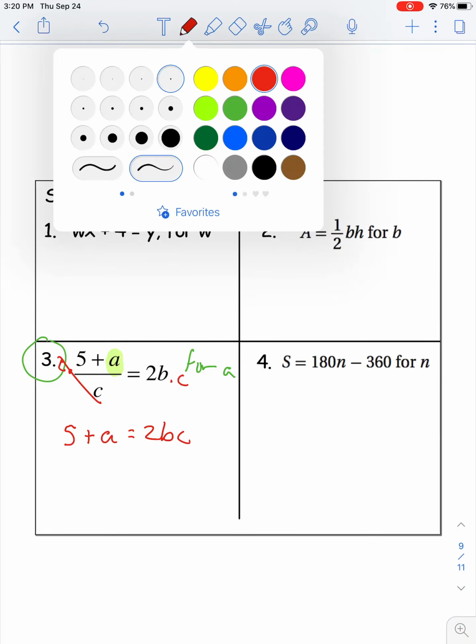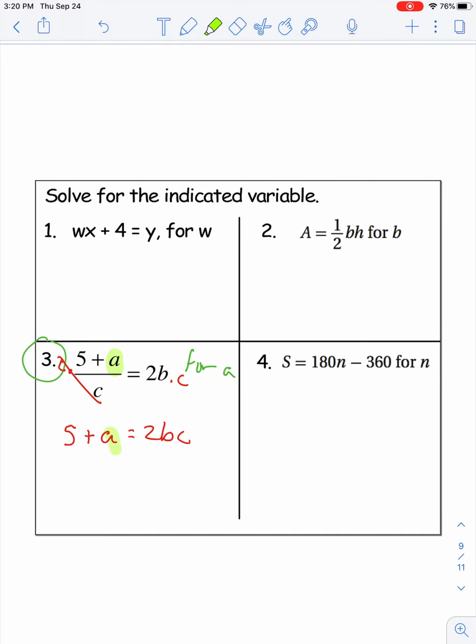Okay, now my next thing is, I'm still trying to solve this for A, so this is pretty simple because now all I have to do is subtract 5. So now I get A is equal to, and I can't subtract 5 from 2BC because they're not like terms. So I'm going to have 2BC minus 5. And that is your answer.